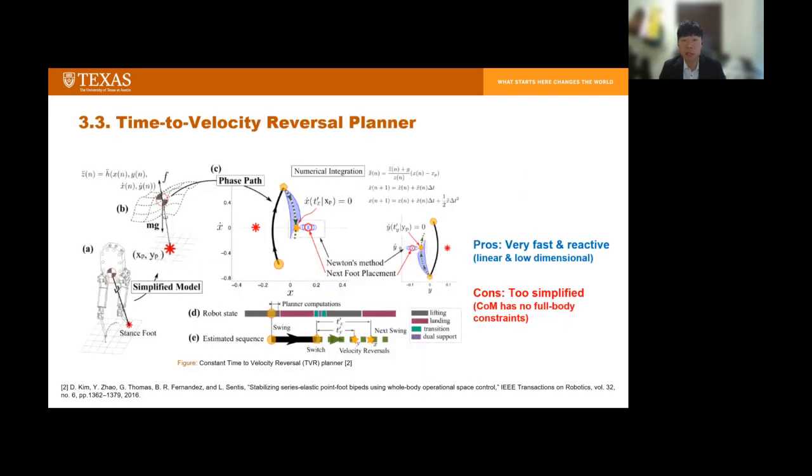Our TVR planner attempts to stabilize the robot by making its center of mass velocity reverse direction every step. In its simplified model, the feet instantaneously change between swing and support mode, and the center of mass reverses its velocity at time t prime after the previous contact switch. The planner finds and returns the footstep location that causes the center of mass velocity to reach zero t prime time after the foot switches. This planning method is very intuitive and easy to implement, also very fast and reactive, but full body constraints are ignored at the planning level.